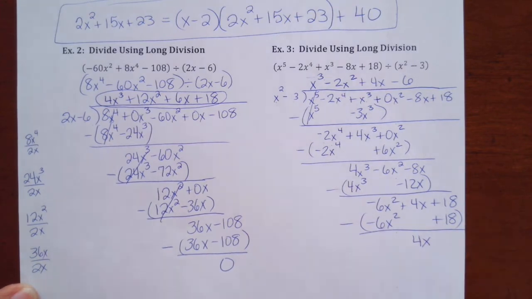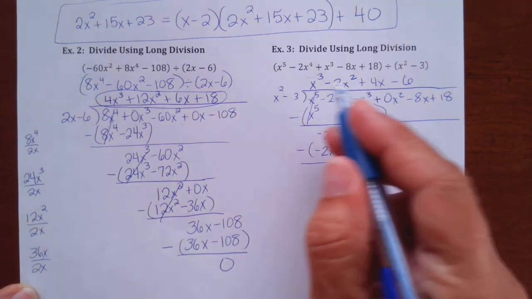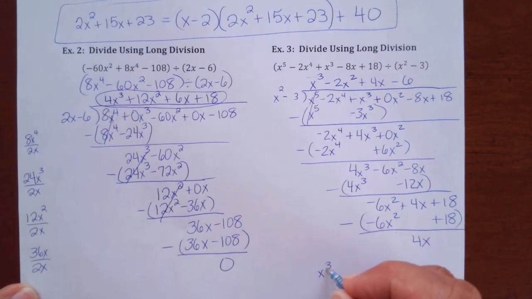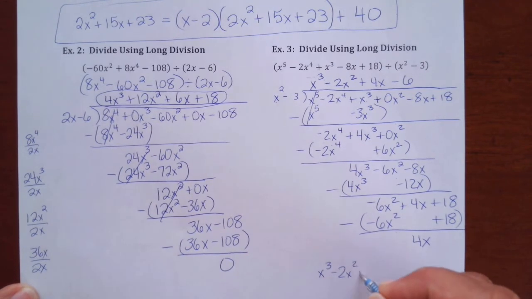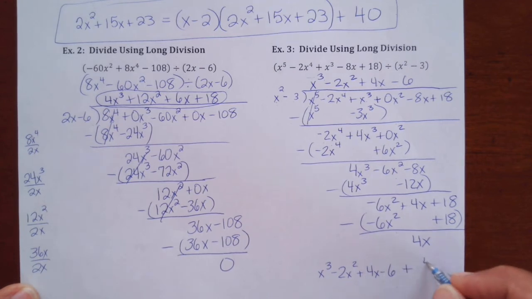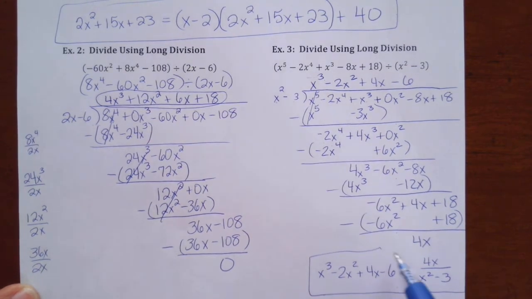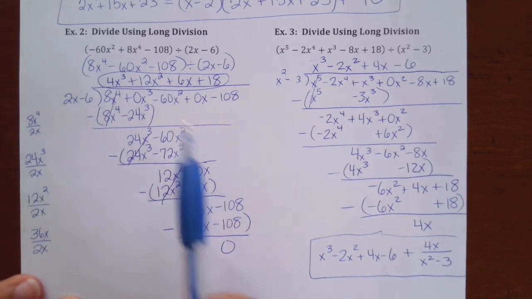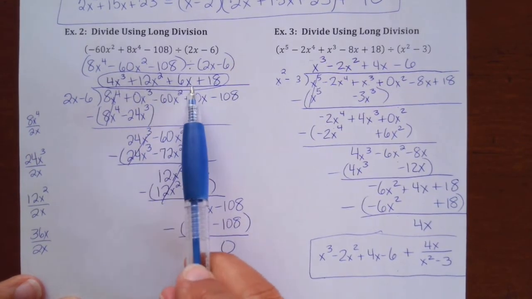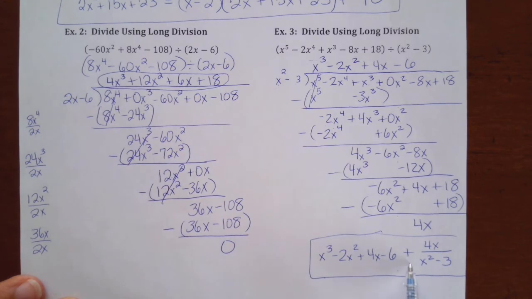Okay. So in this case, I would write that my quotient is x cubed minus 2x squared plus 4x minus 6 plus the remainder over what I divided by. Okay. So when you don't have a remainder, then your answer is just the quotient. I didn't have to rewrite that. That is my answer. But when you have a remainder, you need to put them together. Okay?